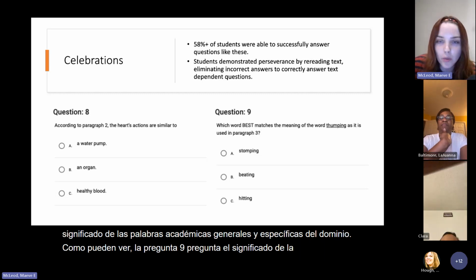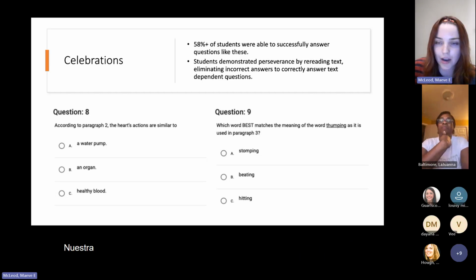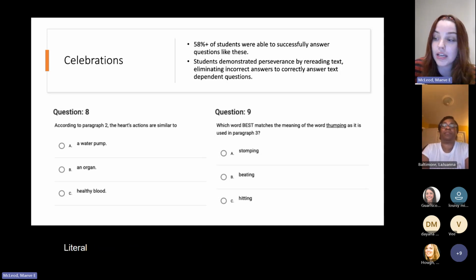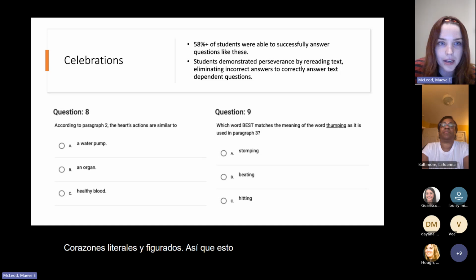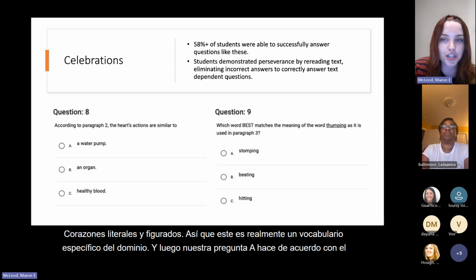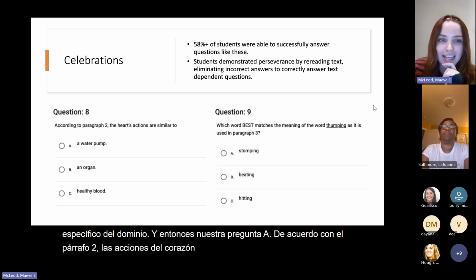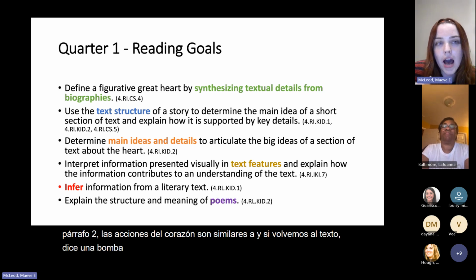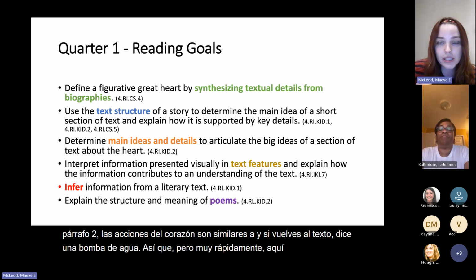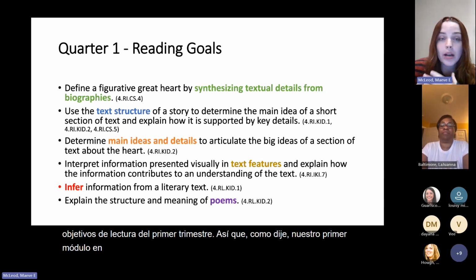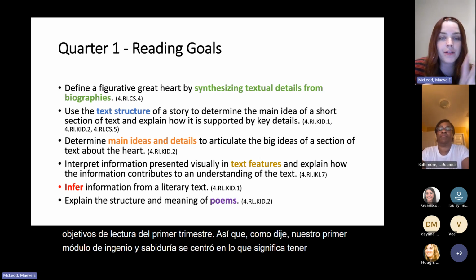You can see question 9 asks the meaning of the word thumping. Our unit 1 in Wit and Wisdom, or ELA, was all about literal and figurative hearts, so this is really domain specific vocabulary. Then question 8 asks, according to paragraph 2, the heart's actions are similar to, and if you went back to the text, it does say a water pump. But really quickly, here are our quarter 1 reading goals. Like I said, our first module in Wit and Wisdom was all about what it means to have a great heart, literally and figuratively.